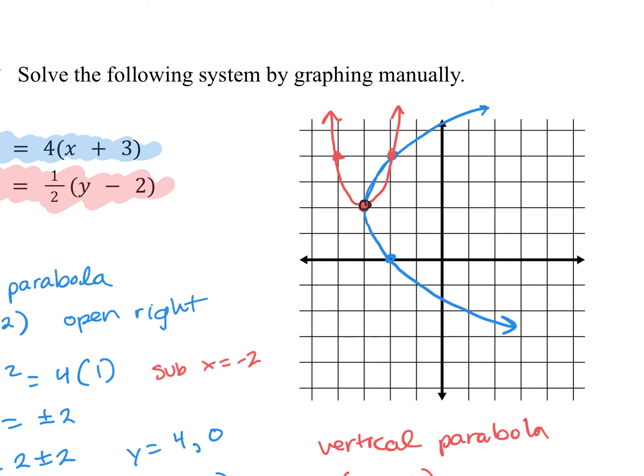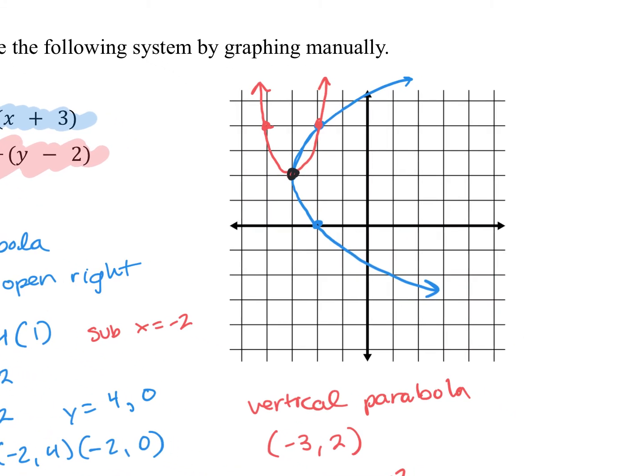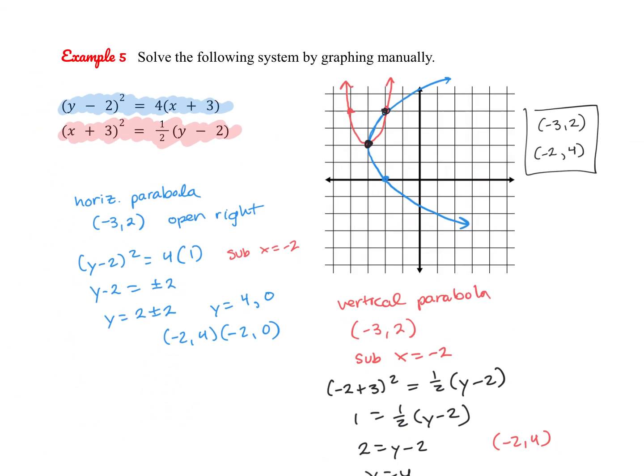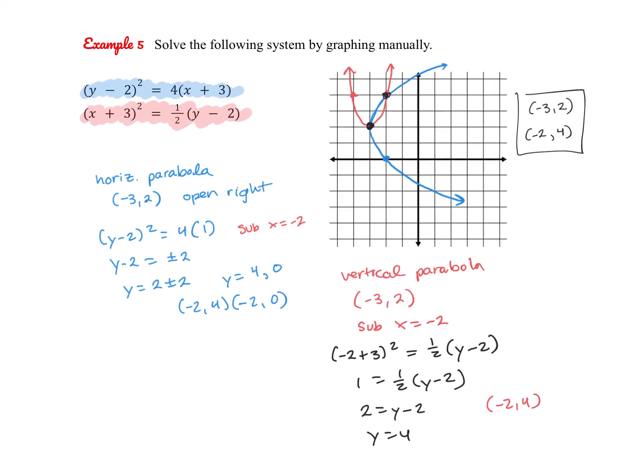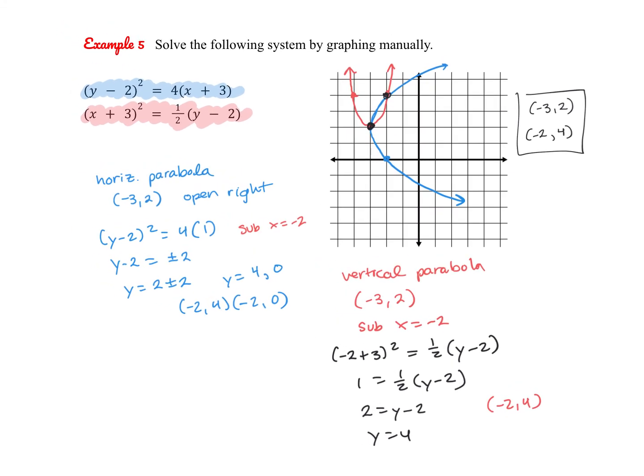So our points of intersection are here. Let me write my solution to the side: (-3, 2), and we have another one here at (-2, 4). So we have two nice clear points of intersection. And again, this is really just working because these are nice equations. It just so happened that we have points of intersection that are nice whole numbers and easy to see.